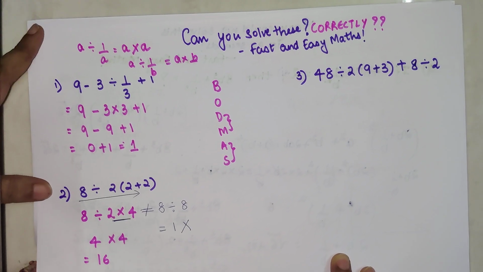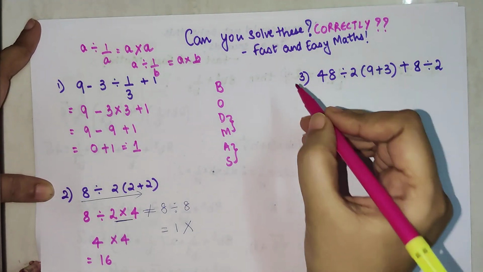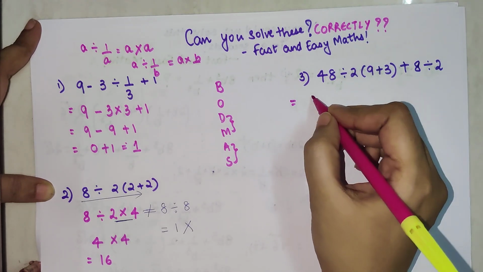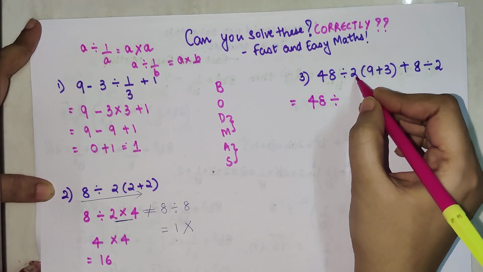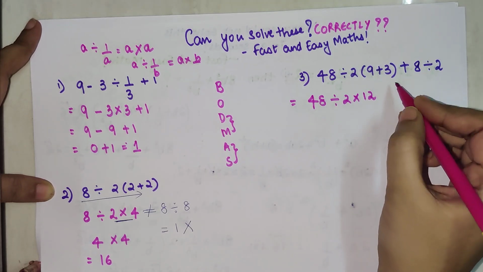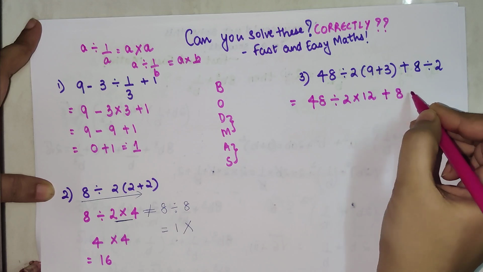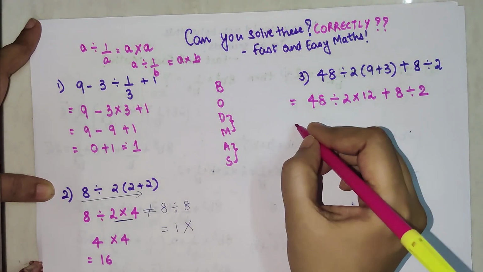Okay, so now coming to a tricky one. First, obviously, I'm sure you all must have started by now. If you have not, then just see. This is 48 divided by 2, into 9 plus 3, which is 12, plus 8 divided by 2. Okay, so now what is that?